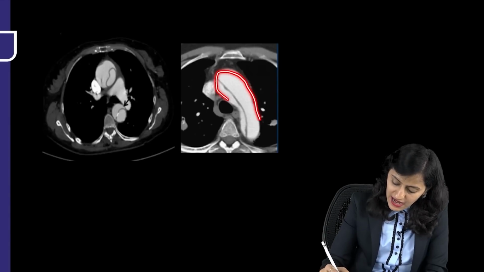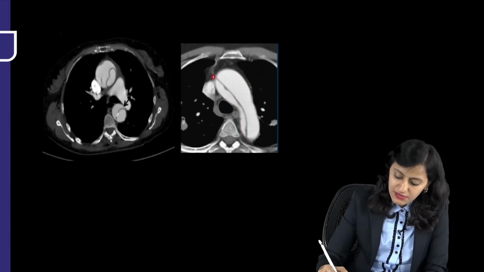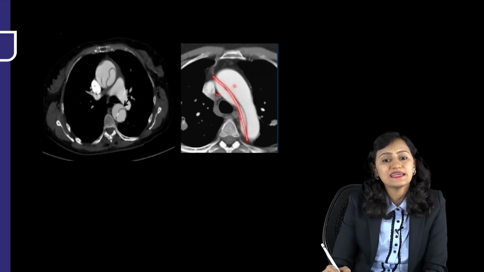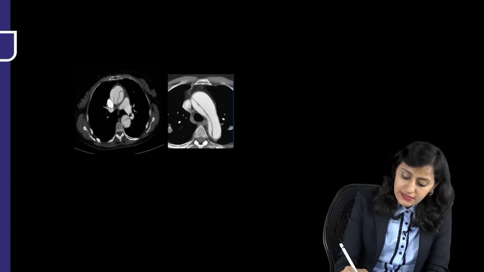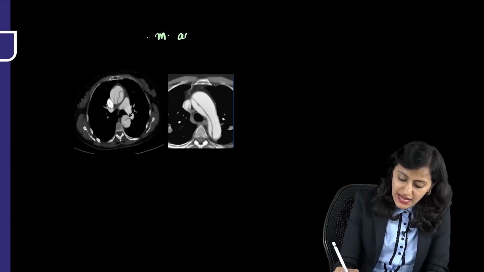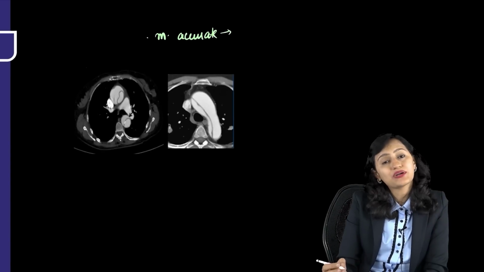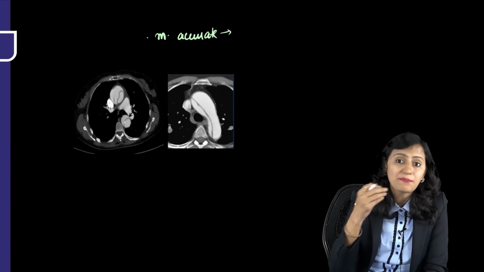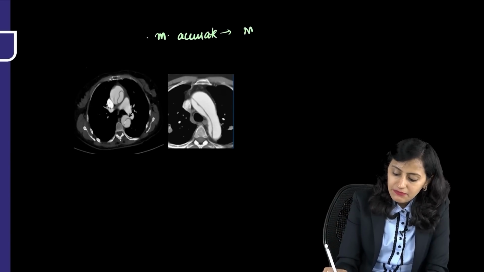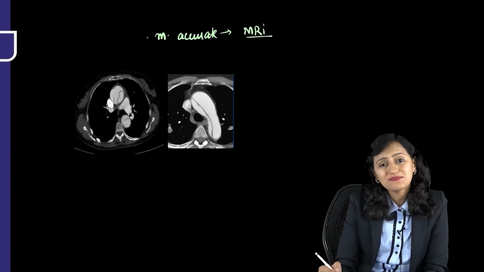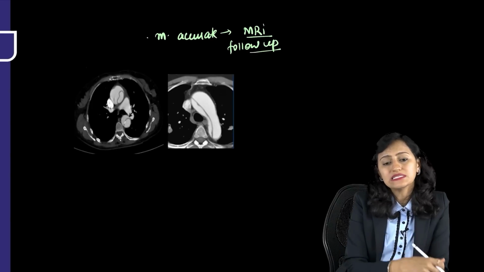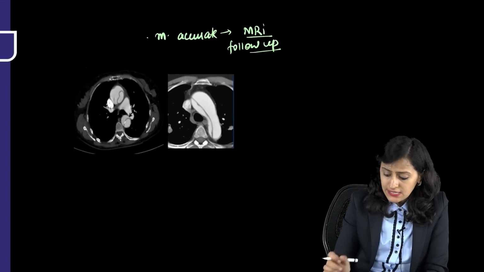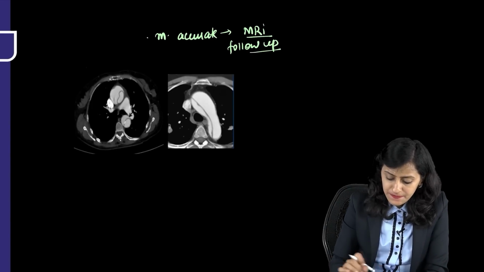This structure here is the arch of the aorta, intimal flap, dissection. This is the dissection involving the arch of the aorta, right? If the question is what is the most accurate investigation for aortic dissection to look for the intimal flap extent, it is MRI. But we don't do it in an emergency because it takes a lot of time. So, MRI is reserved for follow-up, right? It's not used in an emergency. So, that is aortic dissection.